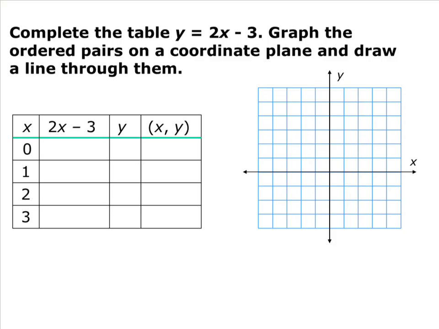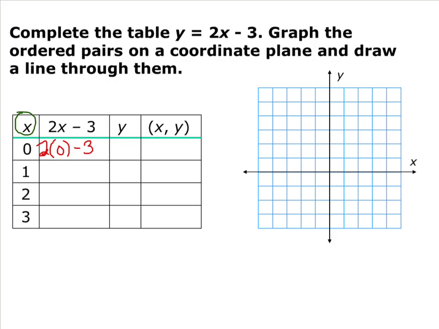Alright, now on this one, basically what we have to do is fill out the table before we can graph this. Now it's fairly simple. If you look right here, it gives us the y values that we're going to be using, that we're going to substitute into this equation right here. On this first line, I'm going to have 2 times my x value, which Chase told me is 0, minus 3. And that's going to give me my y value right there.